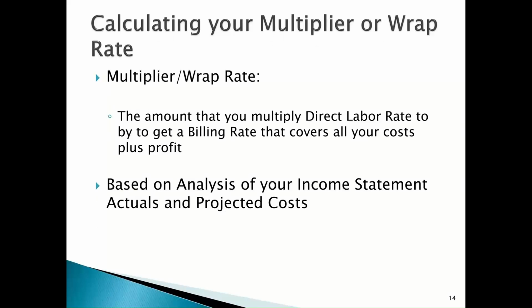So I'm going to talk to you about this concept of a multiplier or a wrap rate. A multiplier or wrap rate is the amount you multiply your direct labor rate by to get a billing rate that covers all your cost plus profit, and it's based on your income statement actuals and projected cost.